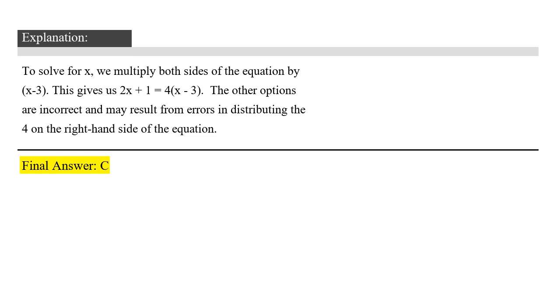To solve for x, we multiply both sides of the equation by x - 3. This gives us 2x + 1 = 4(x - 3). The other options are incorrect and may result from errors in distributing the 4 on the right-hand side of the equation.